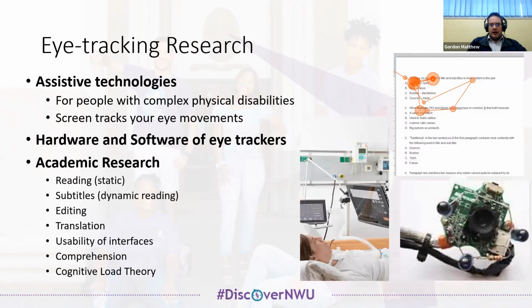So specific eye tracking research. There are three different types. The one is assistive technology. That's mainly for people with complex physical disabilities. They can't move their hands, their arms, their feet, and such. So on a screen, there's an interface that tracks the person's eyes, and then they can click and move and type with their eyes without moving their hands and feet. Then there's also research that focuses on the development of hardware and software for eye trackers.